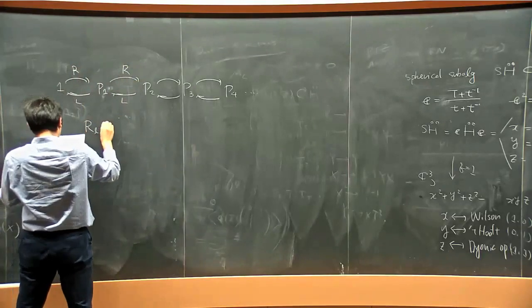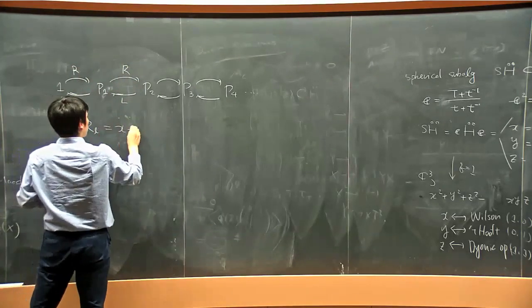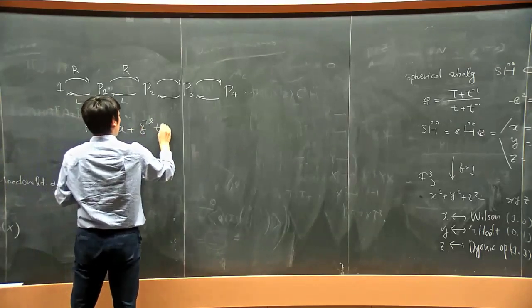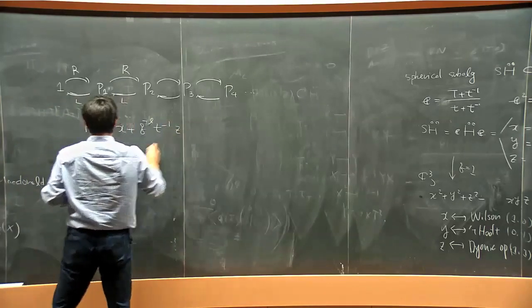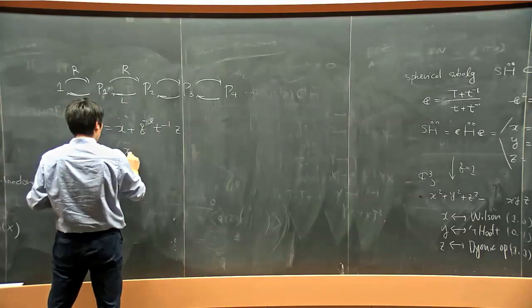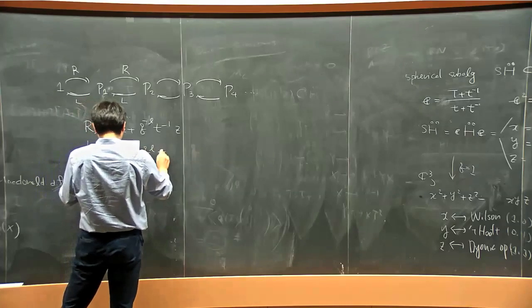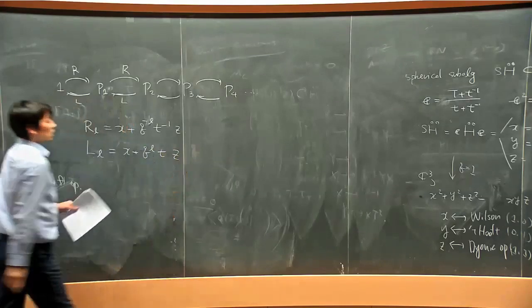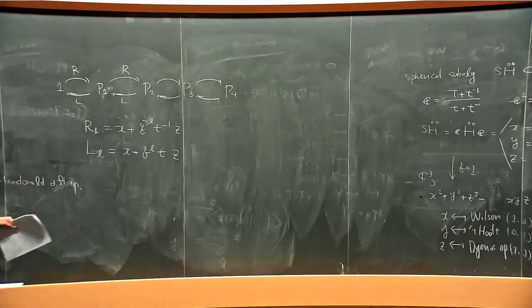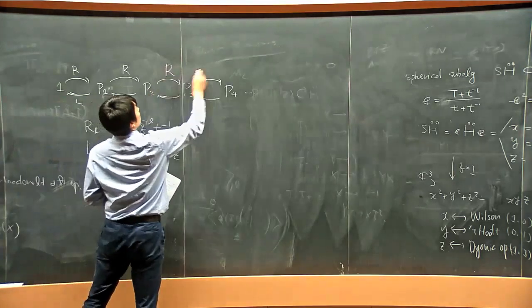The raising operator is defined as x plus q to the L, q to the minus L, t to the minus 1, z, and the lowering operator is x plus q to the L, t to the z. Indices also are 1, R2 on the diagram. Okay, but that's fine.